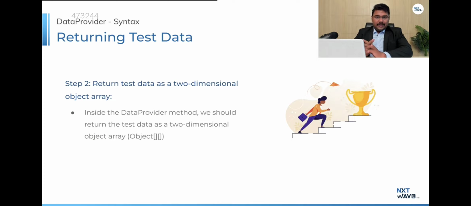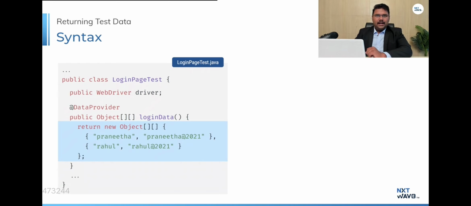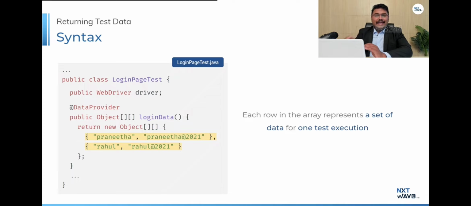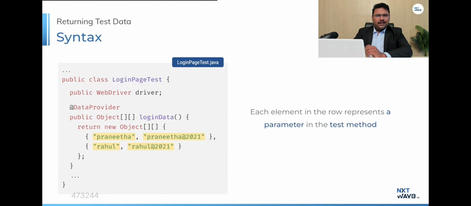And the next step, inside the data provider method, we should return the test data as a 2-dimensional object array, right? And the code for that will look something like this. We'll write return new Object, Pranita@2021, Rahul@2021, and so on and so forth, right? So here each row in the array represents a set of data for one test execution. Okay, and similarly each element in the row represents a parameter in the test method. So let's update our code until here.